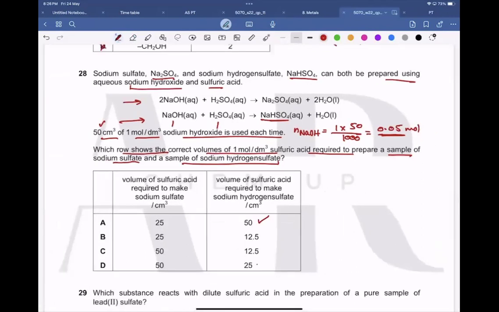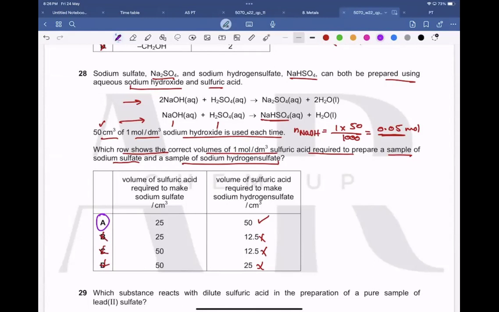So only 50 is with one option and the rest of them are wrong. So B, C, and D go wrong and A is the correct one. And if you see, for sodium hydroxide, 2 moles, we need 1 mole. So if the concentrations are the same and we are using 50 cm³ of this one, to get half the moles of this, we need half of its volume. So that's why 25, for NaOH and H2SO4 to form sodium sulfate. Is this clear to all of you?